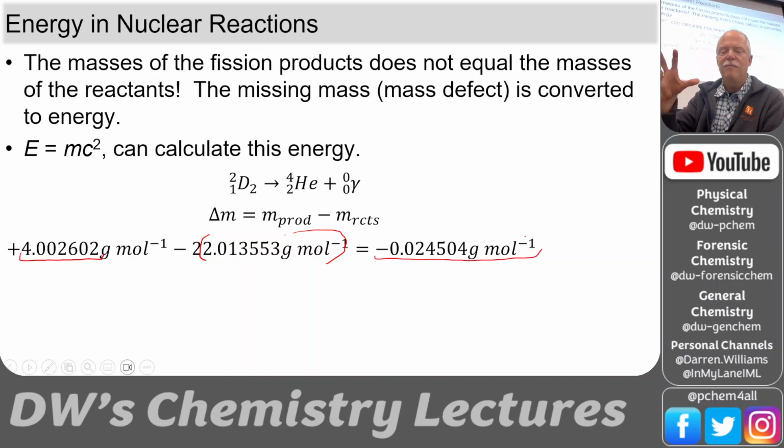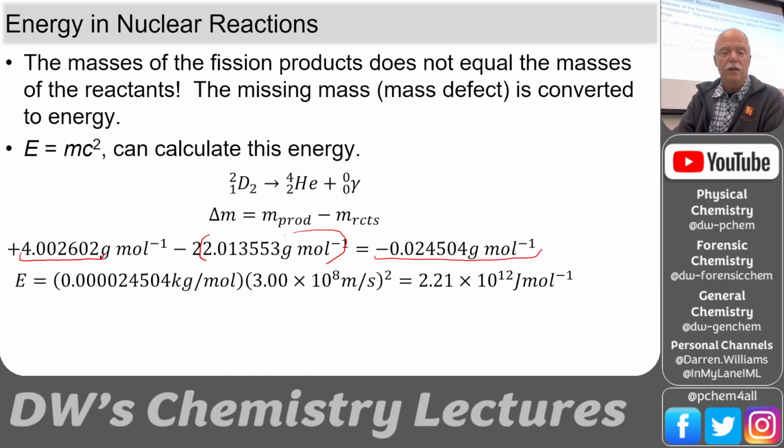Now that amount of mass is missing. So if it's missing, it's been turned into energy. So we take that missing amount of mass and multiply by the speed of light squared. Now we're talking about 10 to the 16 instead of 10 to the 8. And we get 2.21 times 10 to the 12 joules per mole. So that's joules per mole of deuterium burned.